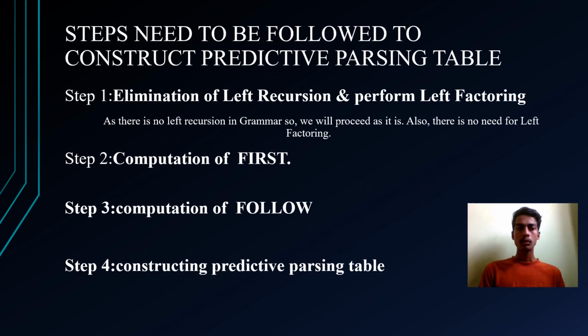And these are also some of the steps that can be used to construct the predictive parsing table. It is similar to the previous slide. In the first step we eliminate the left recursion and perform left factoring for the given grammar. In step 2 we find out the first for the given grammar. In the third step we find out the follow for each and every non-terminal. In the fourth step we construct the predictive parsing table from the obtained first and follow answers.